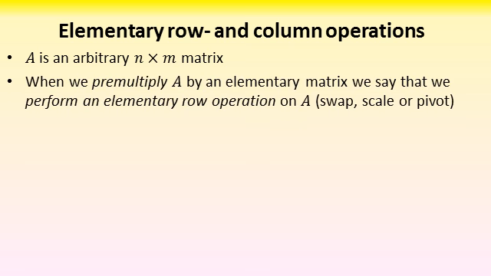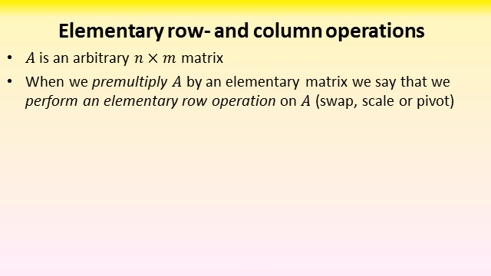In this lecture, we'll take a look at the concept elementary row operation and row equivalent matrices. So let's say that we have an arbitrary matrix A, it's n by m. Whenever I pre-multiply a matrix by an elementary matrix, we say that we perform an elementary row operation on A.